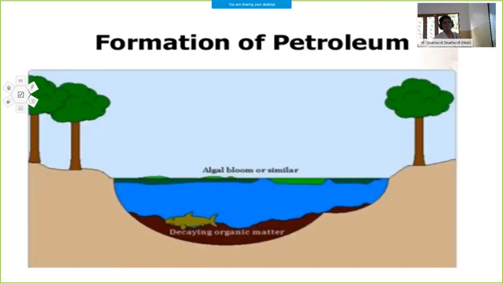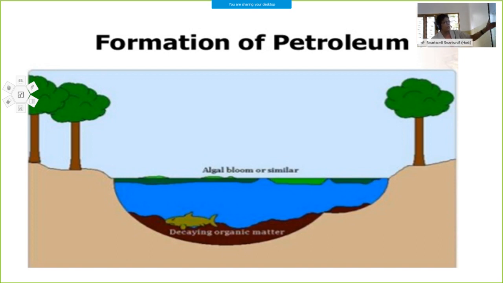Now next let us see the formation of petroleum. You can look at this picture. It helps us to understand how the living organisms present in the seas and oceans die: the microorganisms and the small fishes, and the algae, like small aquatic plants. When they die, they settle at the bottom of the ocean.